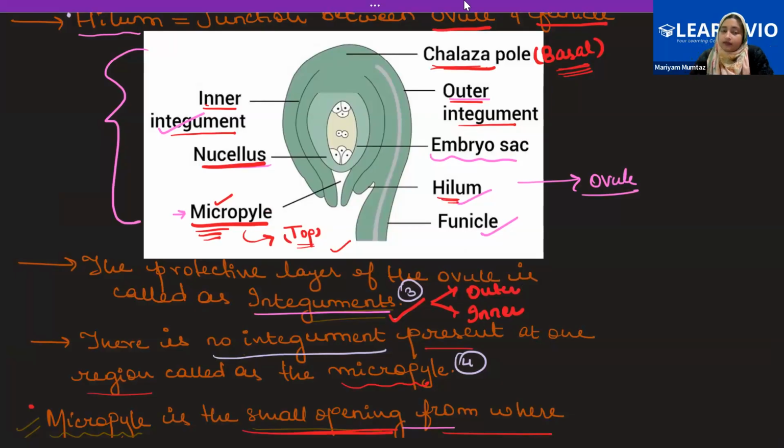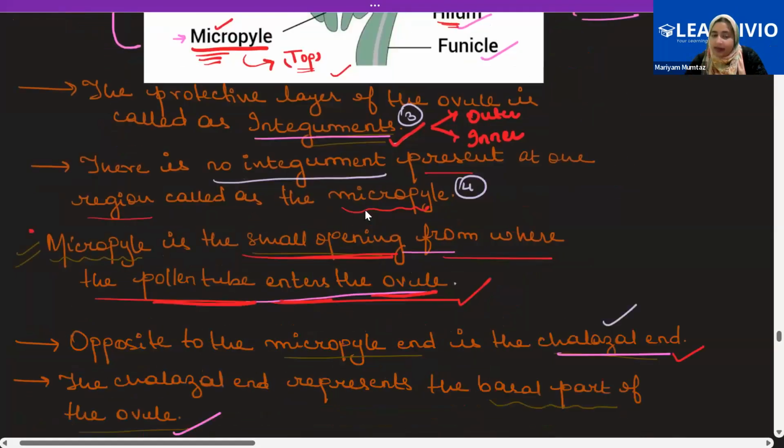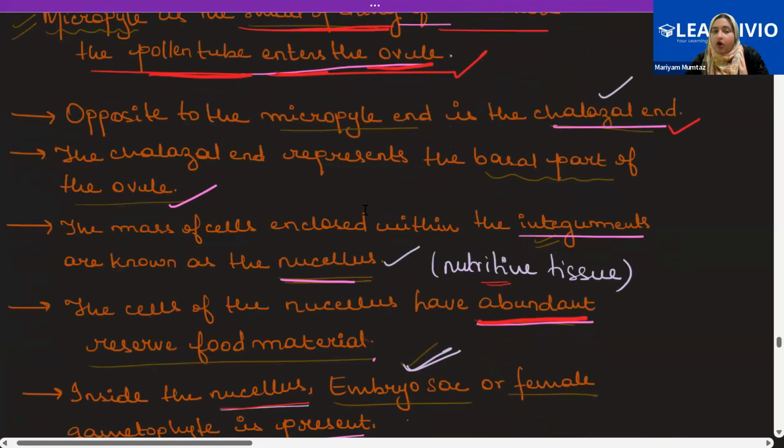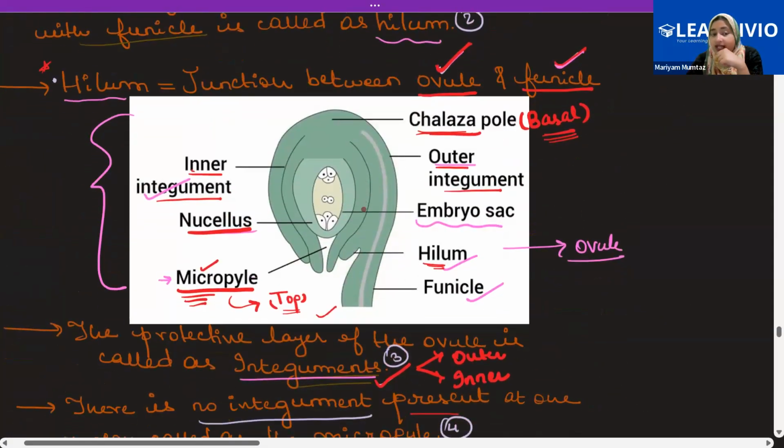But always remember this one thing: micropyle end, the top side; chalazal end, the basal side. So opposite to the micropylar end is the chalazal end, and this chalazal end represents the basal part of the ovule. Now inside the integuments, there is a lot of nutritive tissue, which we call the nucellus.